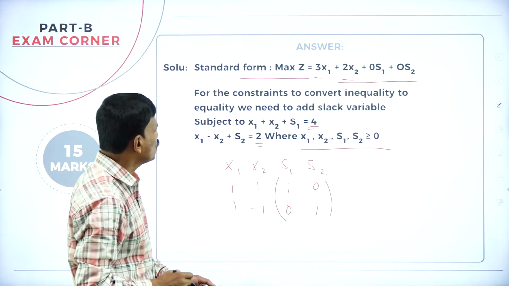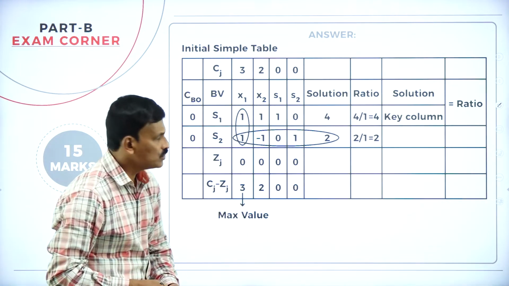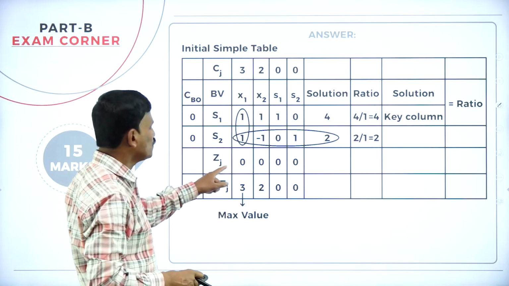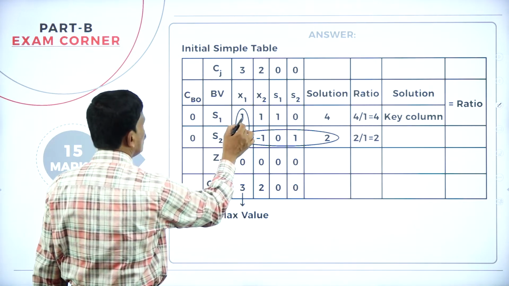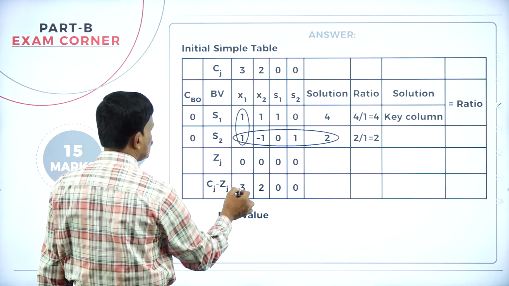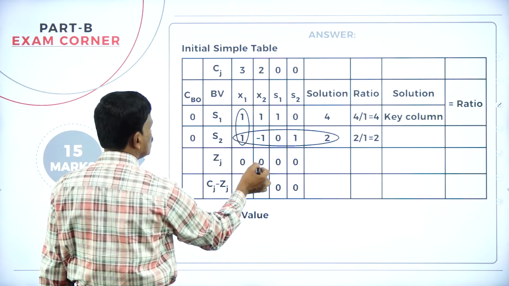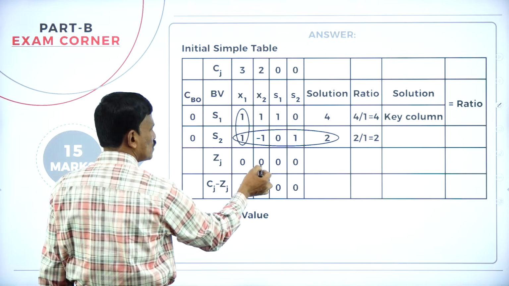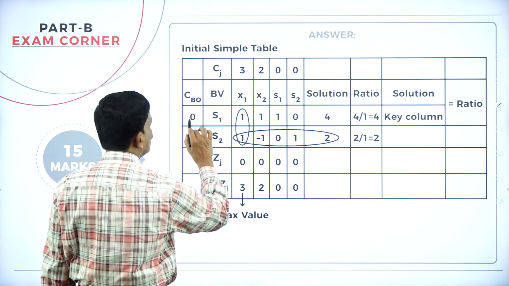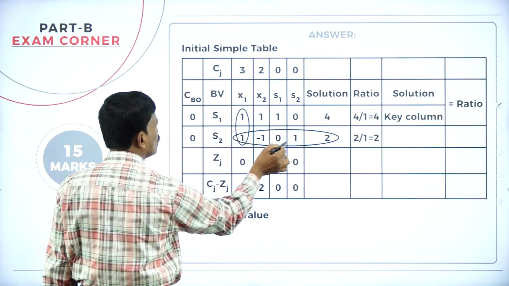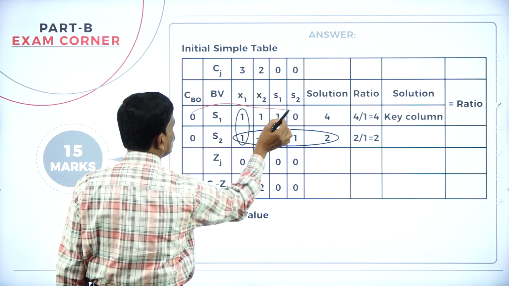The ratios are 4 and 2. Now let us find out the value of Zj. Zj is equal to, just multiply this. So 0 into 1 is 0 plus 0 into 1 is 0. Again 0 into 1 is 0 plus 0 into minus 1 is 0. Again 0 into 1 is 0 plus 0 into 0 is 0. Again 0 into 0 is 0. 0 into 1 is 0. Just multiply all the elements.